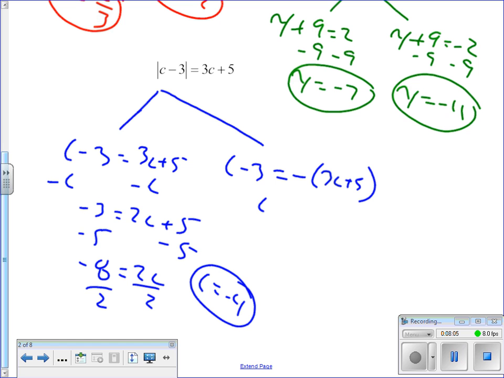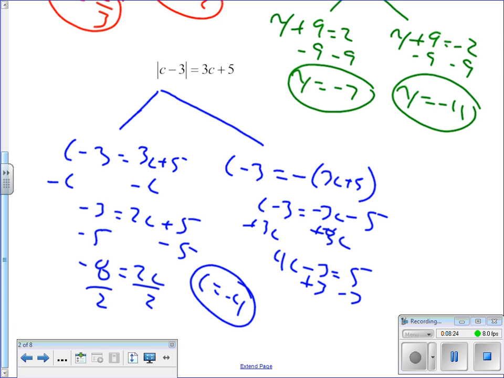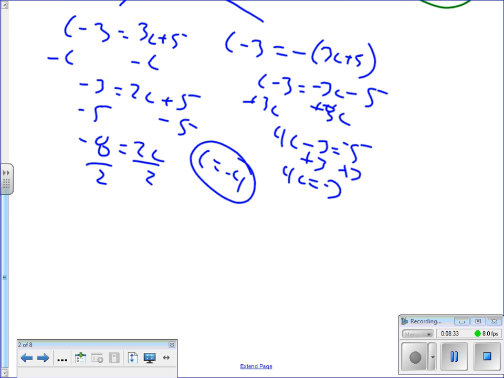Distribute the negatives, so c minus 3 equals negative 3c minus 5, not plus, minus. Add 3c. 4c minus 3 equals negative 5. Add 3. 4c equals negative 2. That's negative 5 there. Divide by 4. So I get c equals negative 1/2.